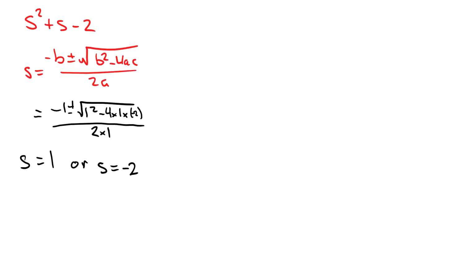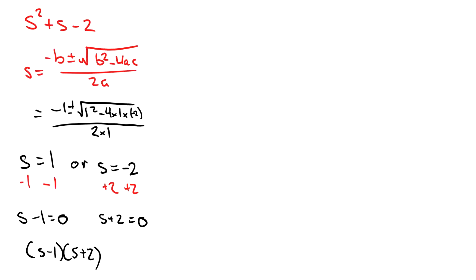Now that's not factorized, that's just telling us solutions. So what we're going to do here is minus 1 plus 2 plus 2. So I get s minus 1 equals 0, s plus 2 equals 0. So my factorized form is going to be s minus 1, s plus 2 for the numerator. Now if I focus on the denominator, so over a dotted line, so we can separate them.